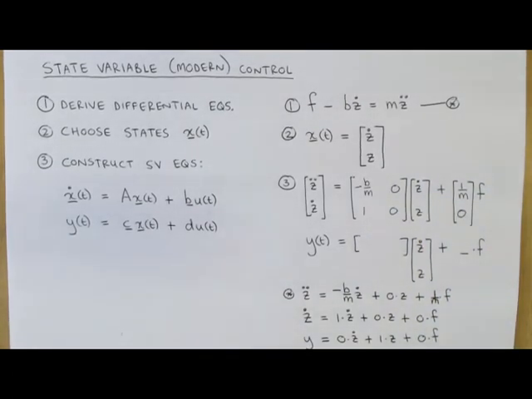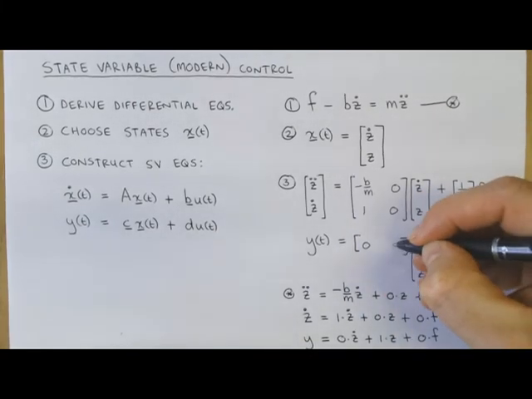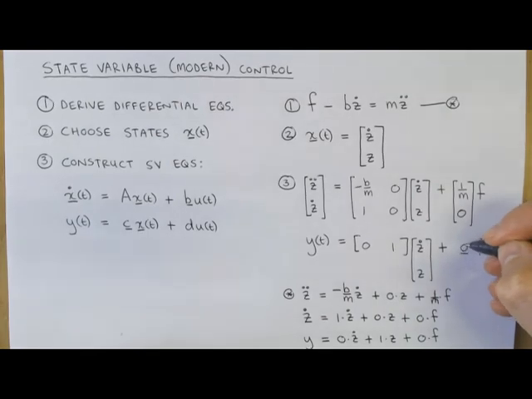For the output equation, we write the output in terms of the states and the input and fill in the elements. These state equations now describe the dynamics of the system.